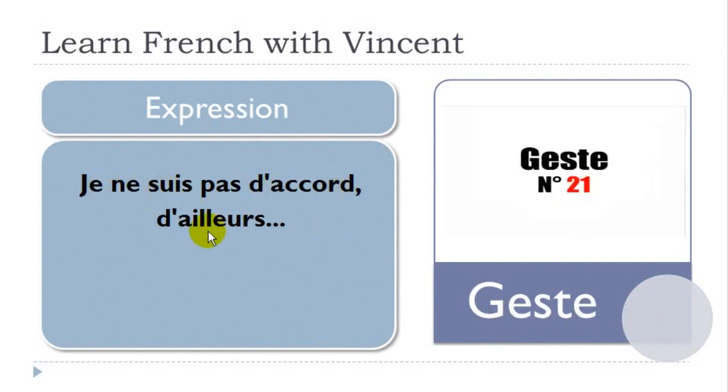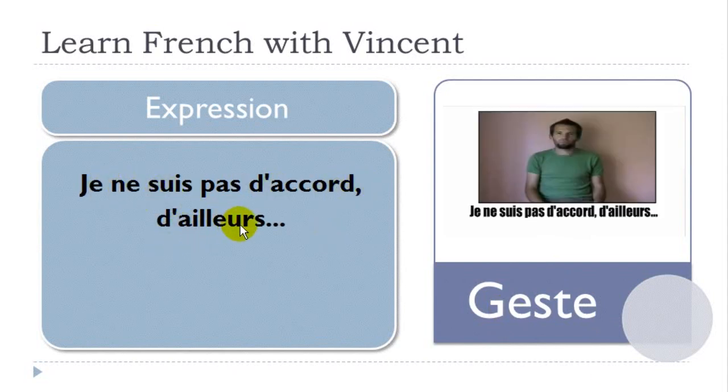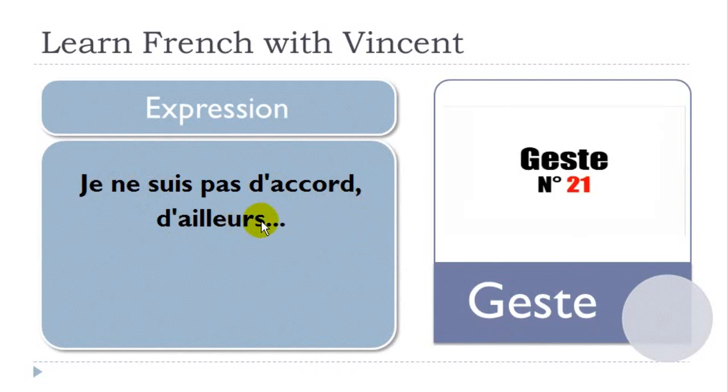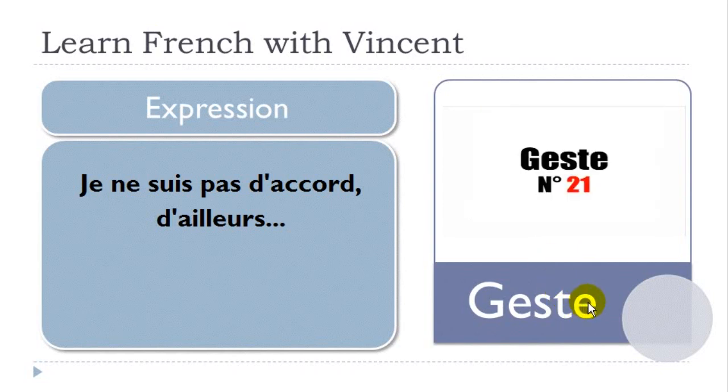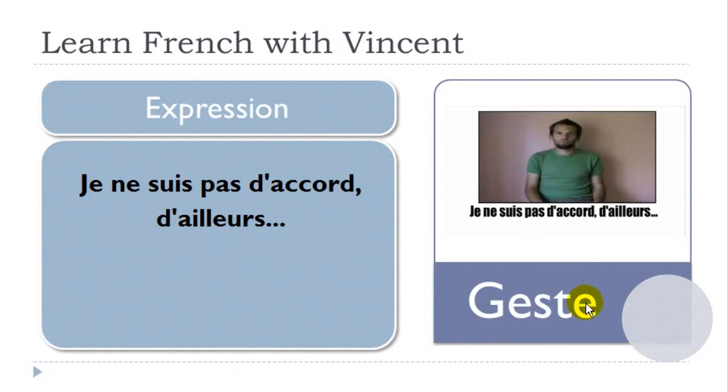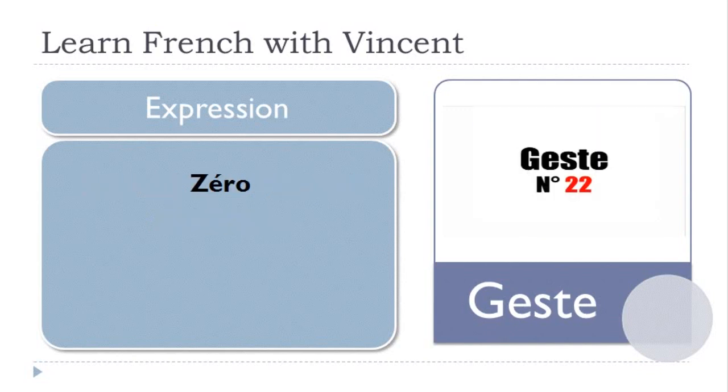"Je ne suis pas d'accord d'ailleurs." Okay, so in that case, you just want to say that you don't agree. Okay, so let's have a look at the gesture. You're not in the same line of thinking as the person, so look at the end like that and the finger. Okay?